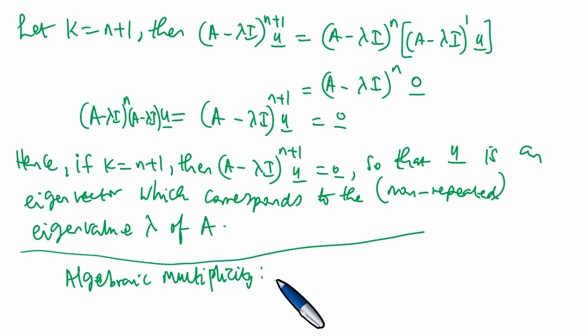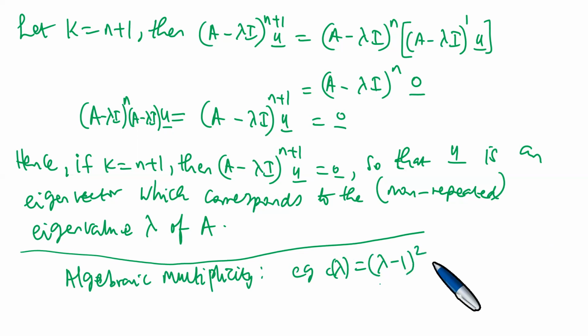The algebraic multiplicity is the order. For example, say the characteristic equation is lambda minus 1 all squared. Then the eigenvalue is lambda equals 1, and 2 is what we call the algebraic multiplicity there.